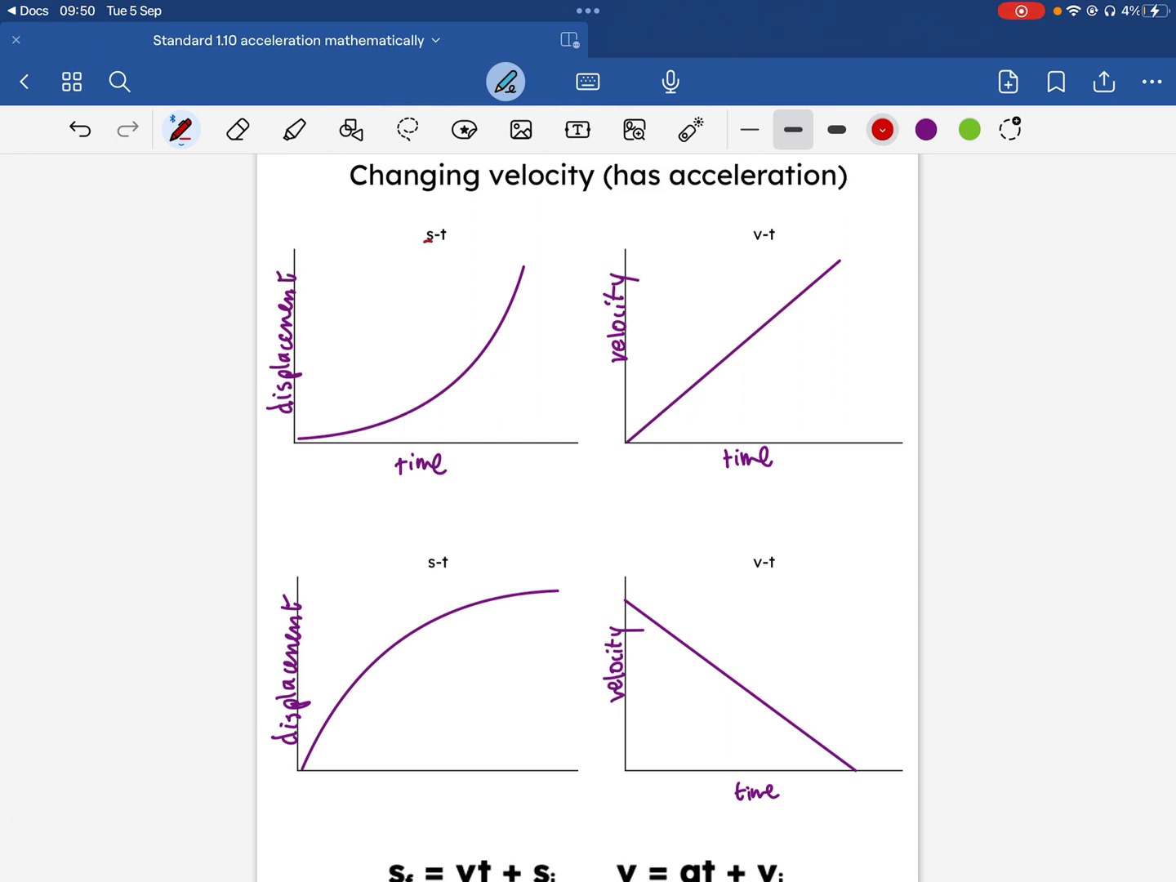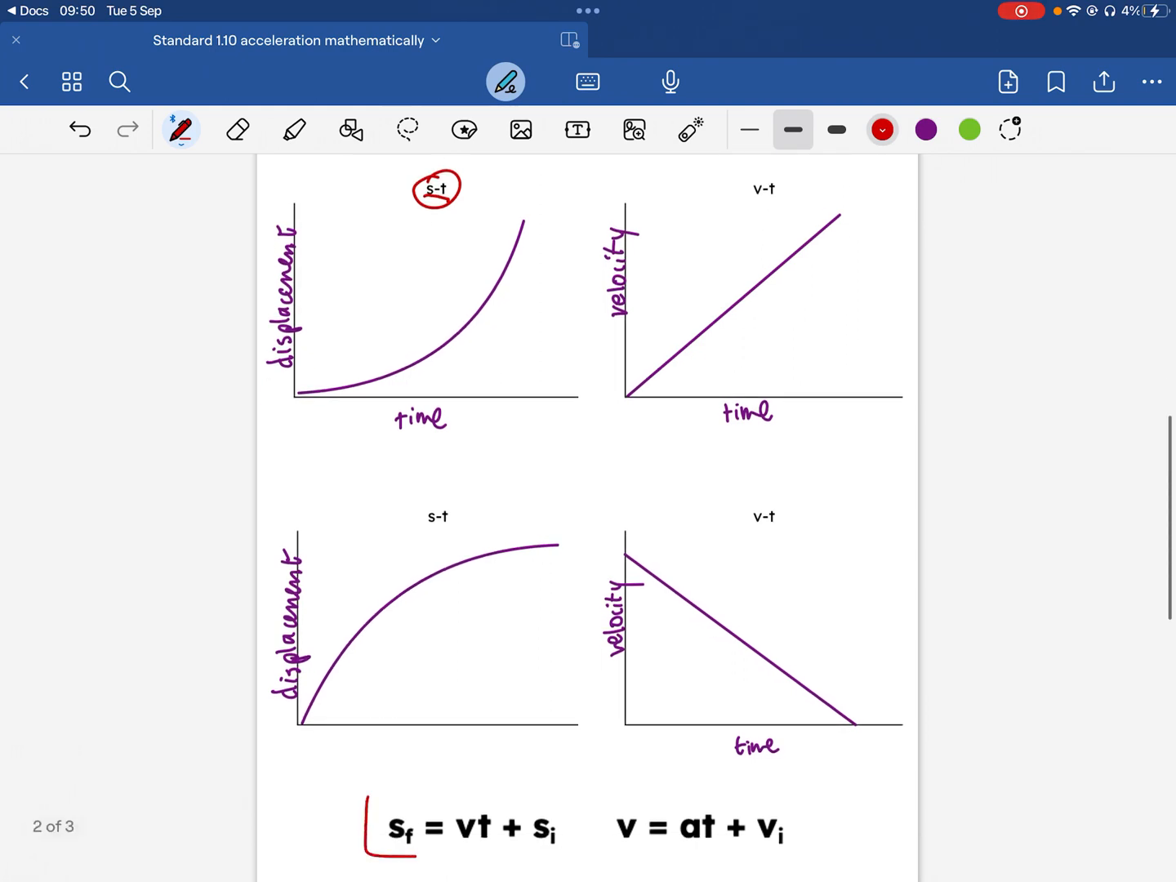So for example, if I'm looking at displacement over time, and I see a graph that looks like this one here, well, I know the displacement over time, final displacement equals velocity times time plus initial displacement. I know the slope of this line here is equal to its velocity.